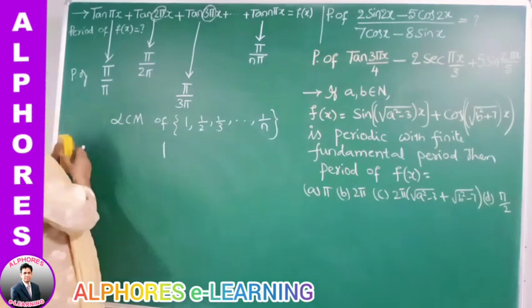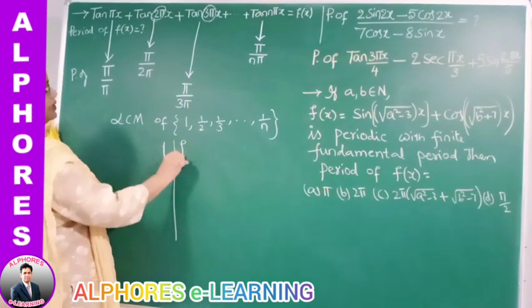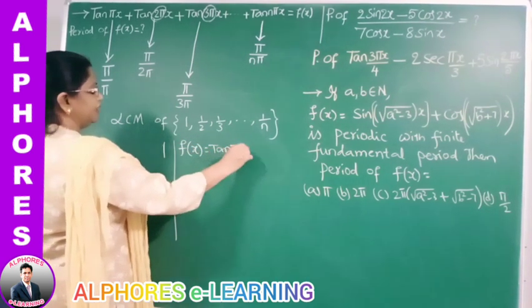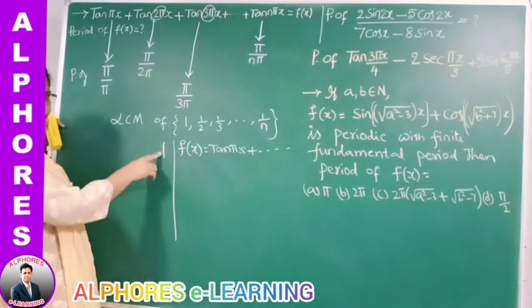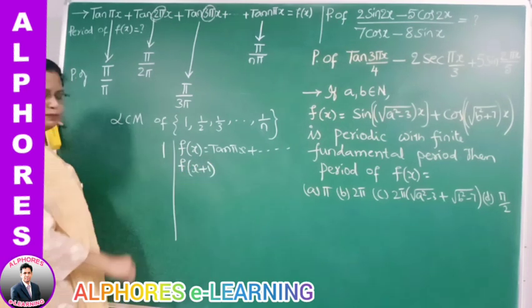That means what we have actually proved is, f of x is given as the sum tan pi x plus etc., this entire value, understand? And now we have proved it if you replace x by x plus 1.